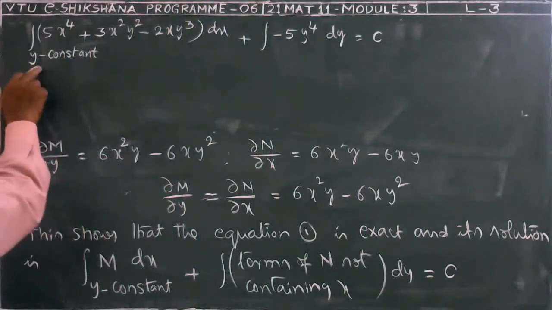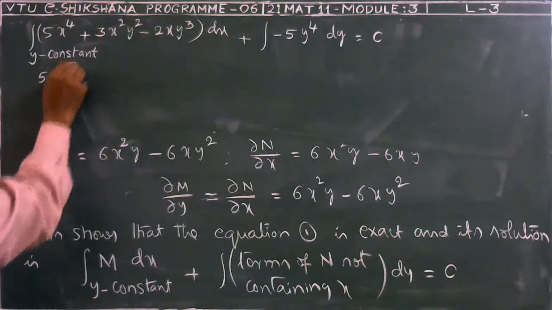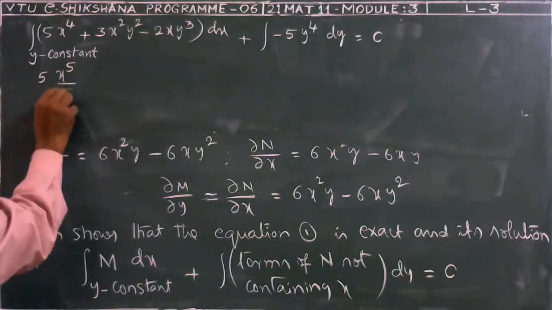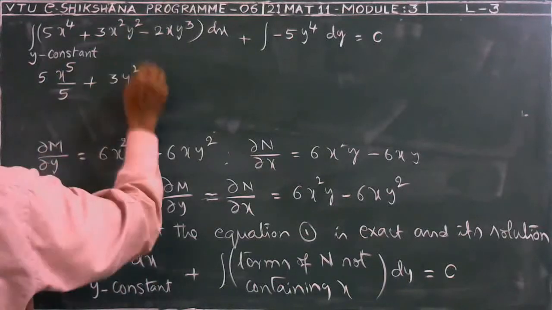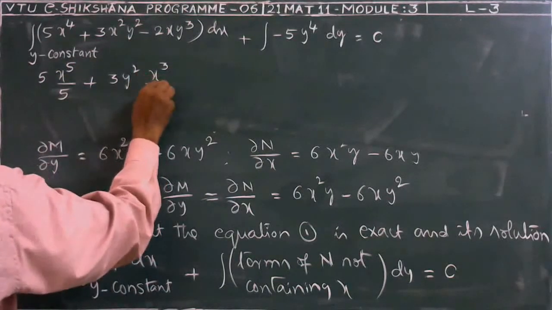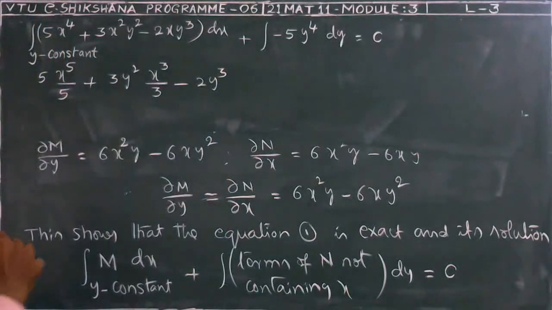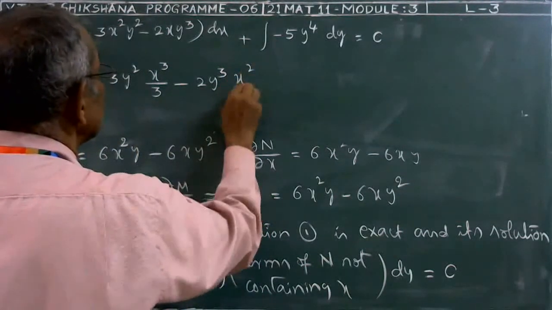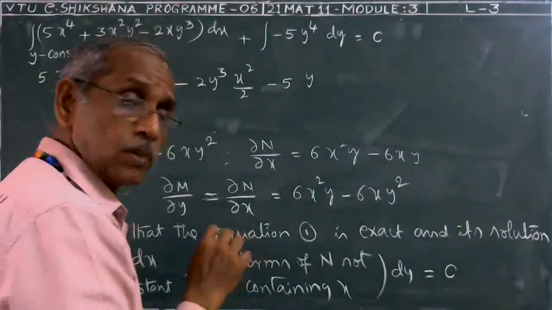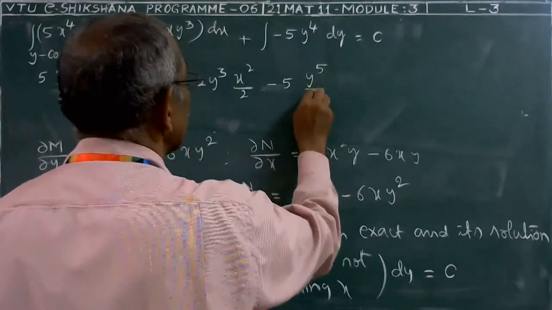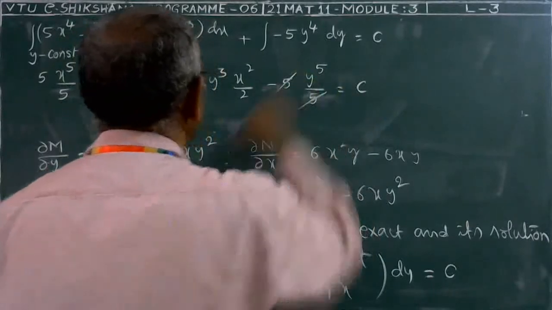Now keeping y constant here, we try to integrate. So 5 is constant, integration of x power 4 is x power 5 divided by 5, plus 3 into y square, integration of x square is x cube divided by 3, minus 2 into y cube, which is constant with respect to x, then this is x square divided by 2, minus 5. Integration of y power 4 with respect to y is y power 5 divided by 5, is equal to c.